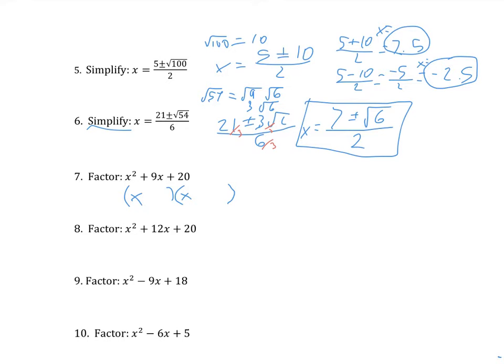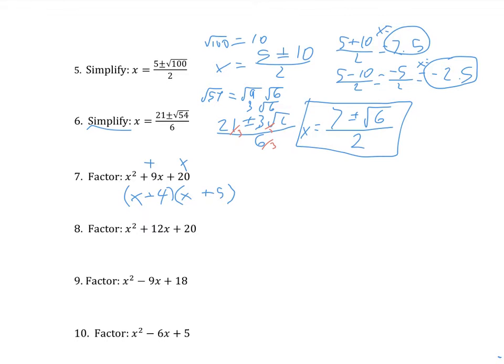The idea here is we're looking for two numbers, and they have to multiply to be, in this case, 20, and add to be 9. So two numbers that multiply to be 20, but add to be 9. And I hope what comes to mind is the numbers 4 and 5, or 5 and 4. And that would be your answer there.